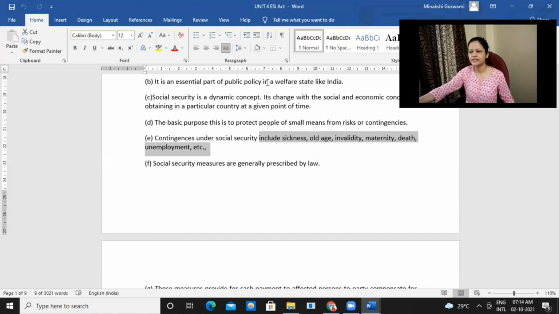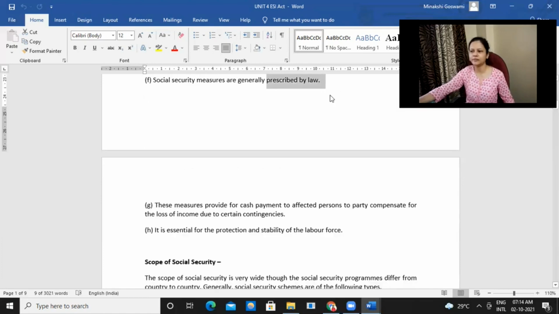And how these securities are provided, they will be provided based on the legislation. And it's not just one legislation that we have, we have multiple legislations to talk about different provisions of social security.